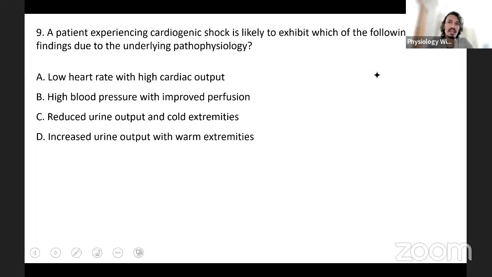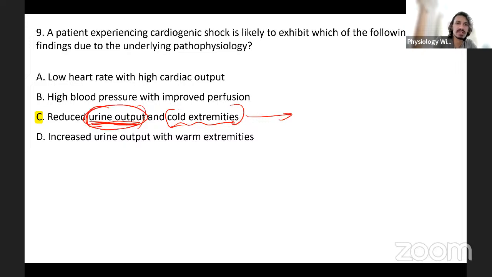A patient experiencing cardiogenic shock is likely to exhibit which of the following findings due to underlying pathophysiology? So in cardiogenic shock, one of the things that you'll find is that urine output will be less, and this is more commonly seen in hypovolemic shock actually. Here basically the person is not able to eject enough blood out. So eventually the urine output also reduces, and since not enough blood is being ejected, cold extremities and all. But this is better for hypovolemic shock actually, but out of the options, this is the best answer here.